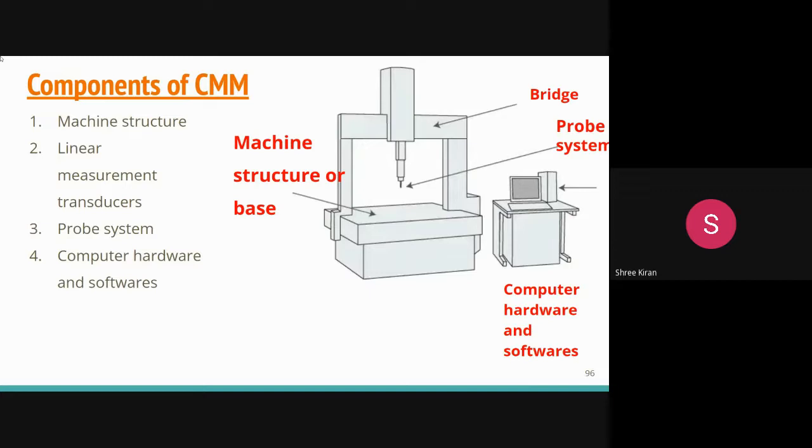Then comes the machine controller and the computer, which is mainly the computer hardware and software. So we can divide it into two: computer hardware, which means the machine controller and computer, and then a software system. As a unit, we can say it is a together system.